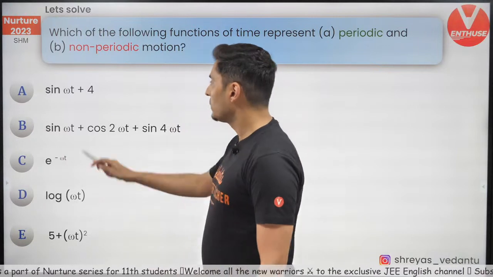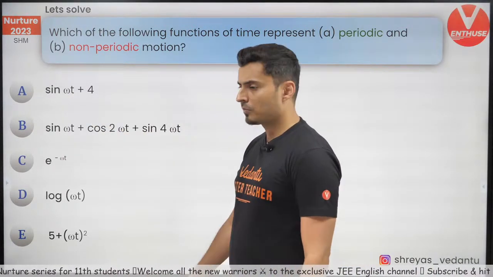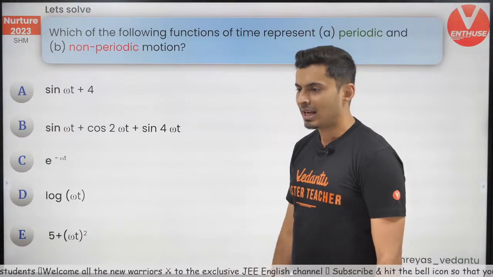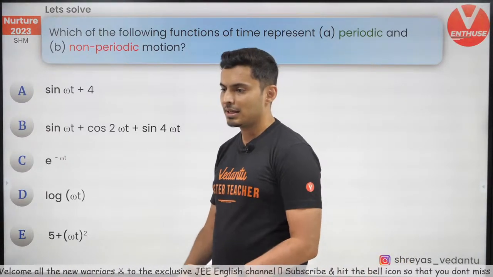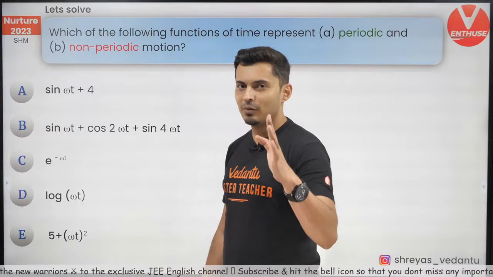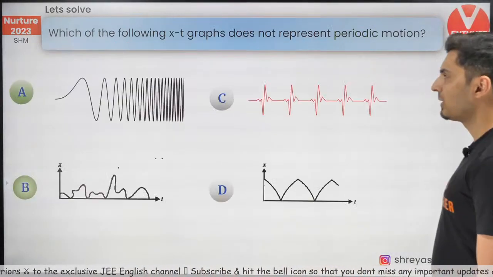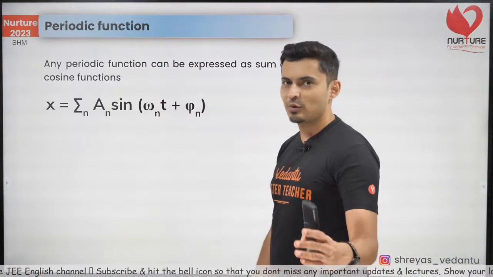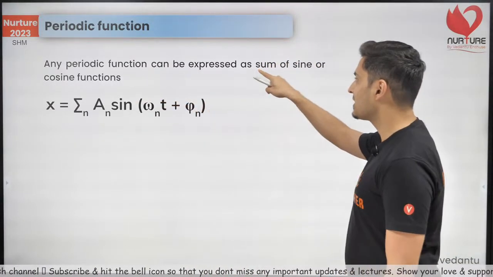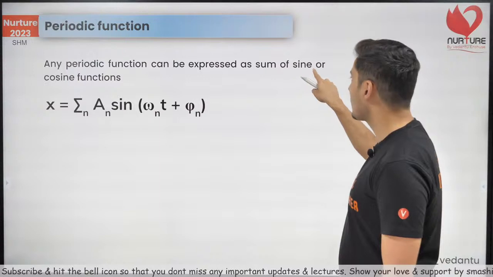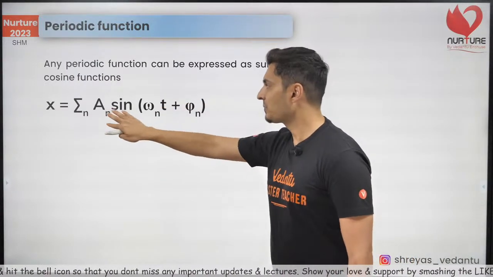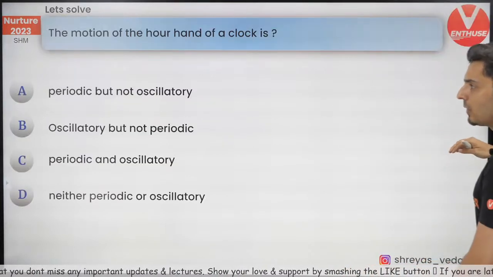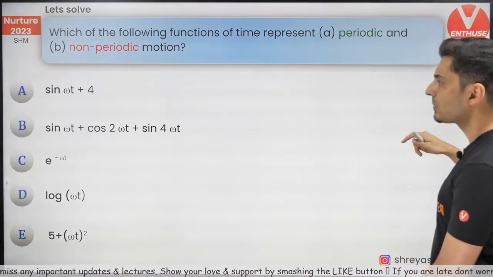Okay. So what about this? Sine omega t plus 4. What about this? What about this? I just gave you a simple way of knowing whether it is periodic or not. If you were there during my class a few minutes ago, any periodic function can be expressed as the sum of sine or cosine functions. So just use the definition and see.